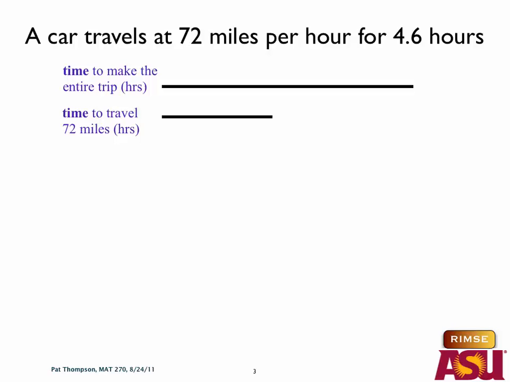Okay, so I want you to quickly label these bars in terms of their values. Label these two bars in terms of their values given this situation here. Let's start with the bottom bar first. The time to travel 72 miles. What would that be? That whole bar is 1 hour, right? And what about the top bar? 4.6, okay?